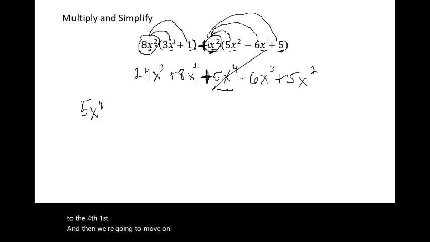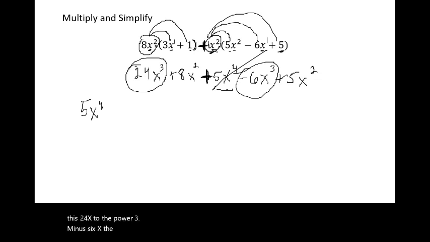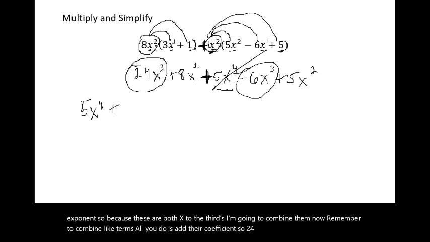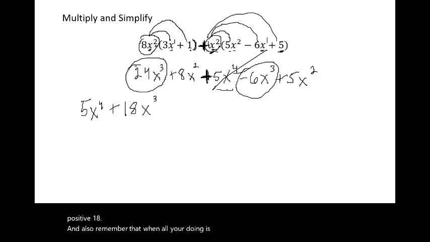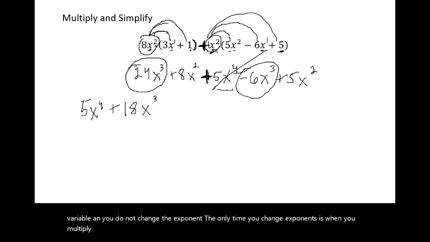Next power down from 4 is x to the power 3. So I have this 24x to the power 3 minus 6x to the power 3. Now remember, like terms are the same variable to the same exponent. So because these are both x to the thirds, I'm going to combine them. Now remember, to combine like terms, all you do is add their coefficients. So 24 plus negative 6 is positive 18. And also remember that when all you're doing is adding terms together, you do not change the variable and you do not change the exponent. The only time you change exponents is when you multiply variables together. So because we're just adding these together, I left the x cubed alone.